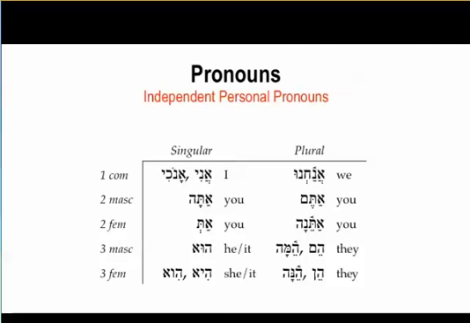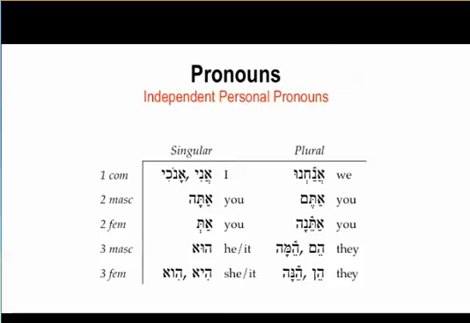The translation is I. The second masculine singular form is pronounced ata. Ata, and it's translated as you. But the second feminine singular form is at, and it is also translated you, but it refers to feminine things, not masculine things. The third masculine singular form is hu, and it's translated as either he or it. And the third feminine singular is hi, and it's translated as she or it.